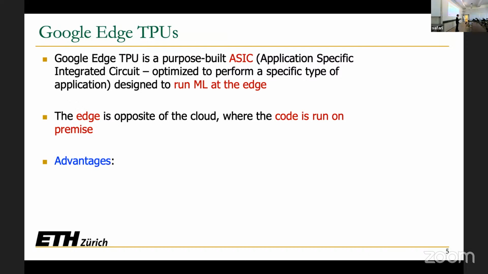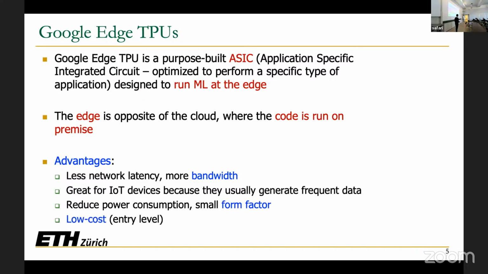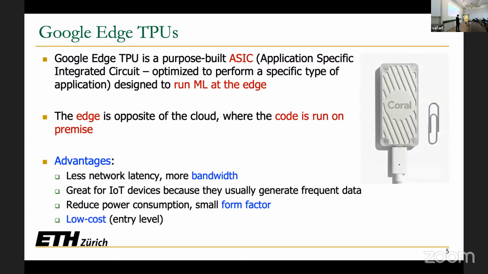Some advantages are that because you have the chip locally, there is less network latency. You don't have to communicate with the cloud, so there's more bandwidth as well. It's great for Internet of Things devices because they usually generate frequent data, and it reduces power consumption because of its small form factor. It's also low cost, so it's entry level, and it can be integrated easily with Raspberry Pi and such devices. So there it is, the Coral accelerator made by Google, and it's pretty small. It's about the size of a paperclip.